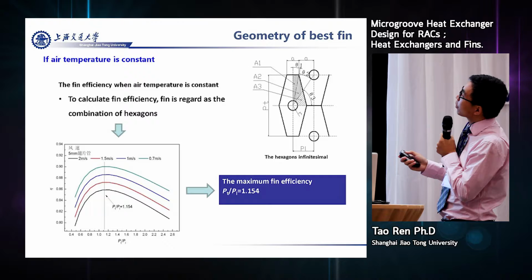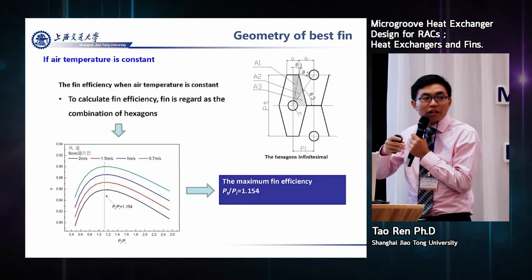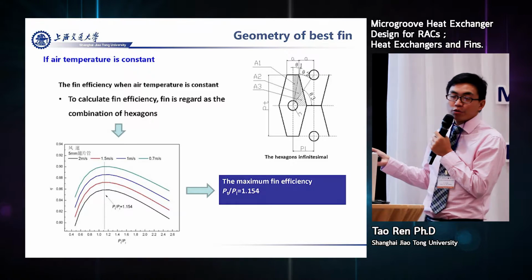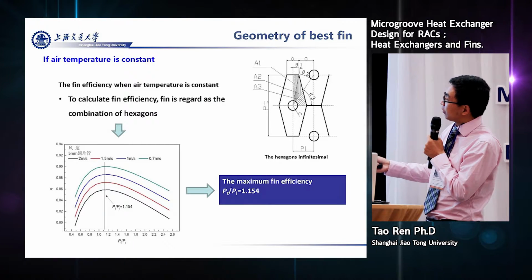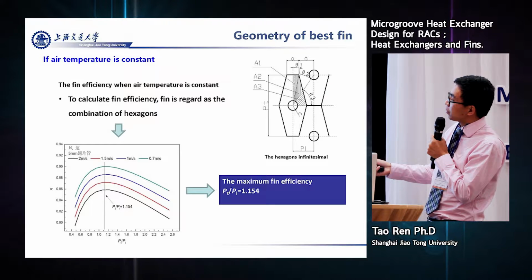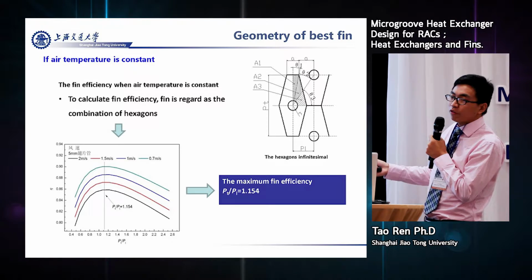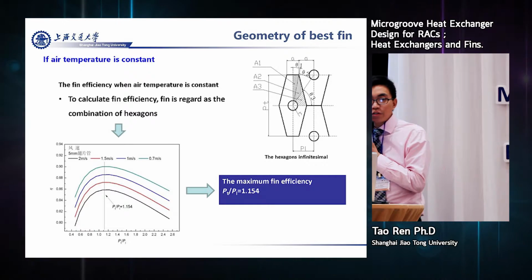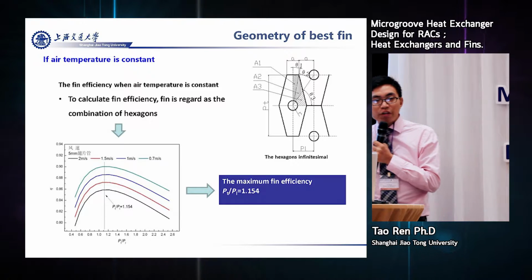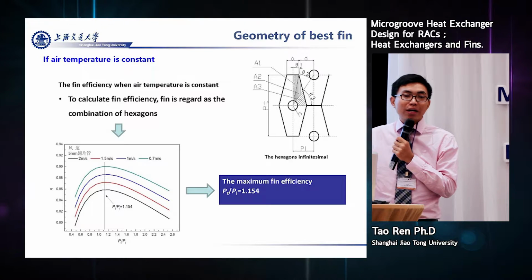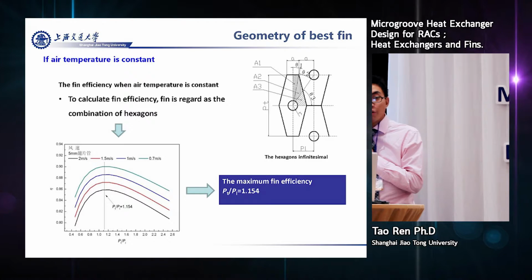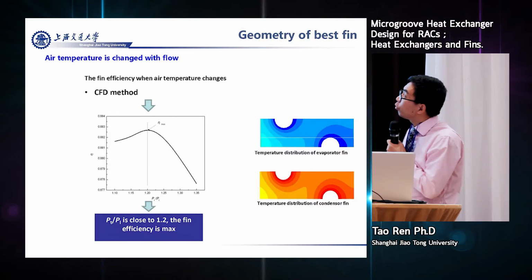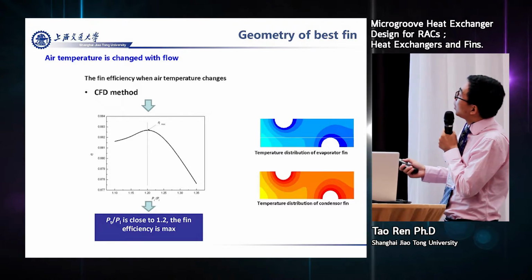In this case, the air temperature around the surface is constant, so we can have the analytical solution, and we can prove that a triangular layout with PT divided by PL equal to 1.154 is perfect. But in a real heat exchanger, as the wind goes through the fins, the temperature goes down or up. For the indoor unit, it goes down. For the outdoor unit, it goes up. So things change, and we also made a CFD analysis.